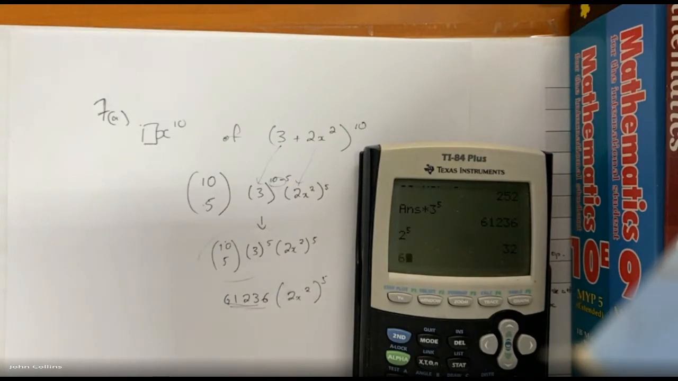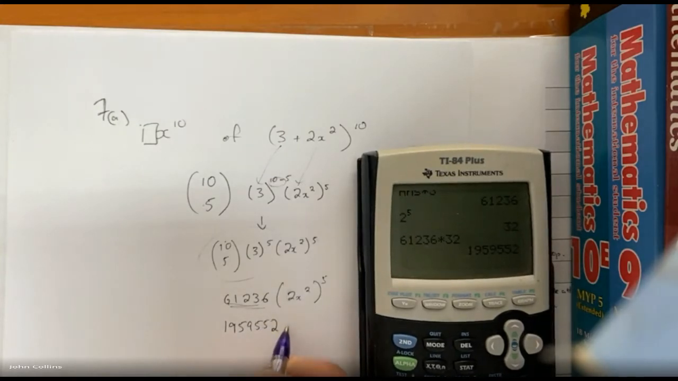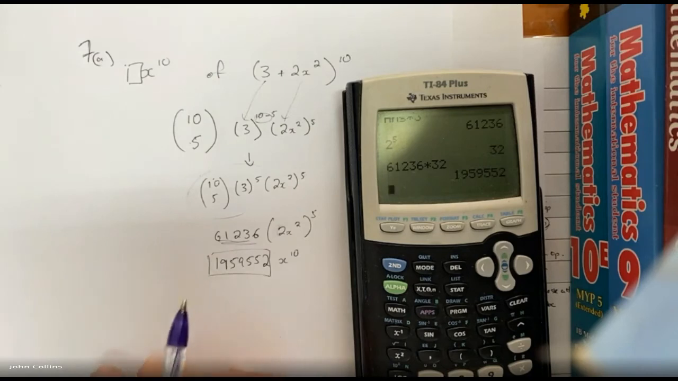Perhaps I could have done this better. 61236. Multiply by that 32. And I get, wow, it's 1,959,552 x to the power of 10. The 10 comes from 2 times 5 here. And that's the answer to 7a. So that is my coefficient. That is the number in front. And that, you don't want to do that without a calculator. All right, so that was the first requested question.